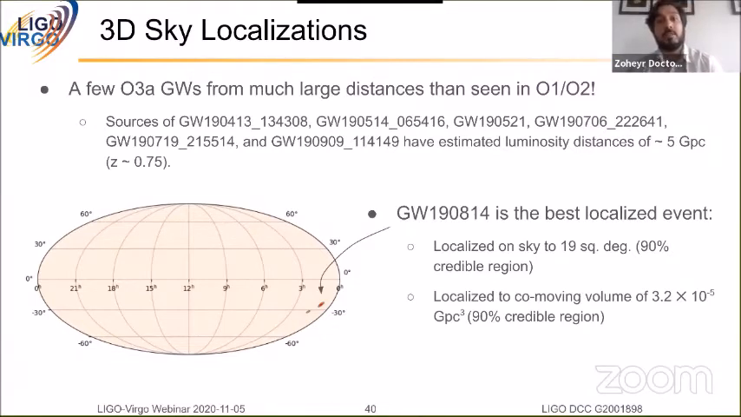190814 was also an interesting event in this context because it had a very small sky localization. It was localized to about 19 square degrees on the sky, and the region of space that it was inferred to be in was about 3.2 times 10 to the minus 5 cubic gigaparsecs. So that's orders of magnitude smaller volume we've localized this event compared to many of the other events in the catalog. All right, and with that, I will hand it back to John.